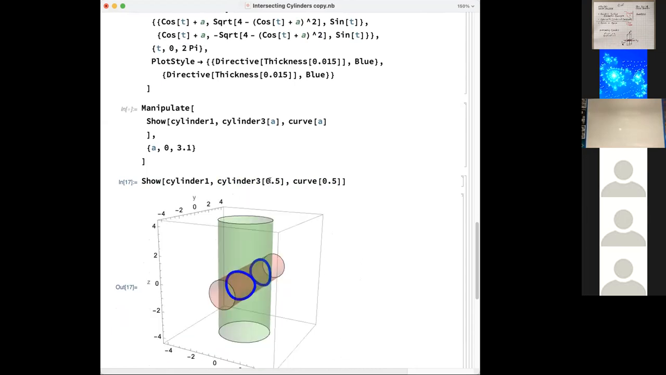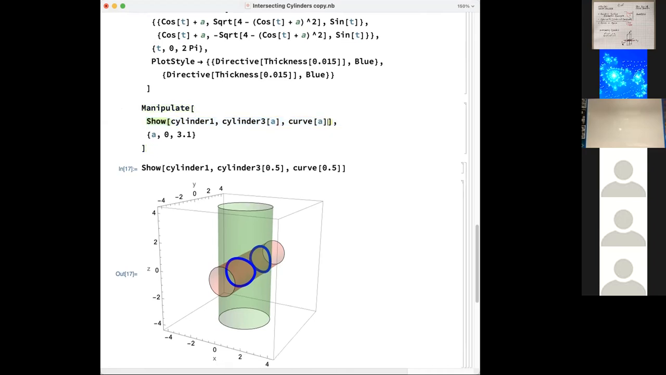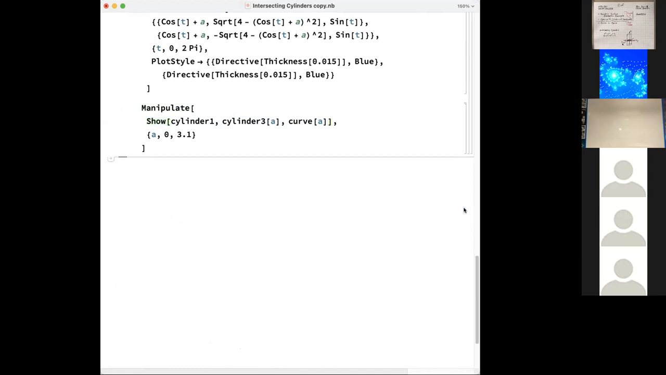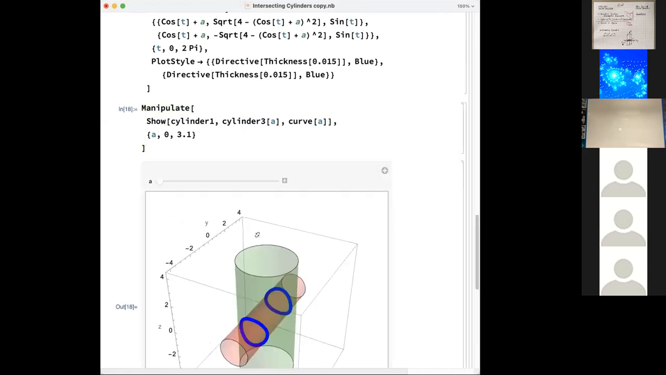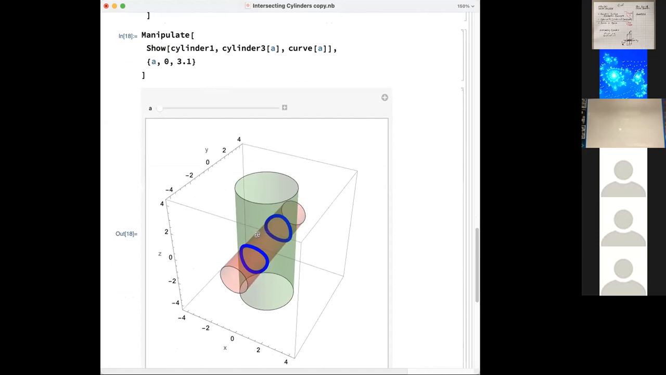I could show you images like this one at a time for the next 30 minutes, right? But how about just telling Mathematica to create an animation where it runs through all these images for different values of A. So let's get rid of this. Let's execute this command with a Manipulate. The Manipulate command in Mathematica is very powerful, and it renders it pretty quickly.